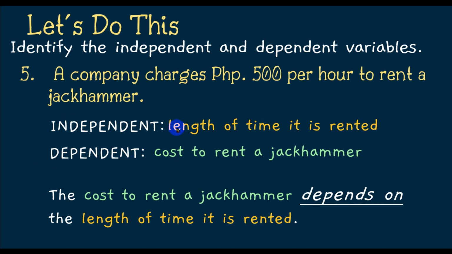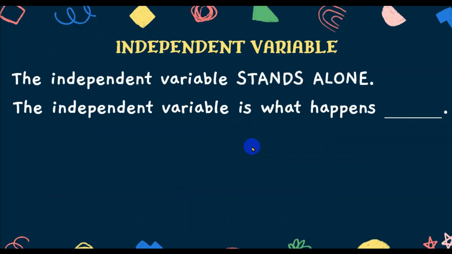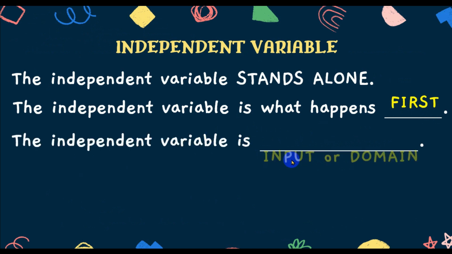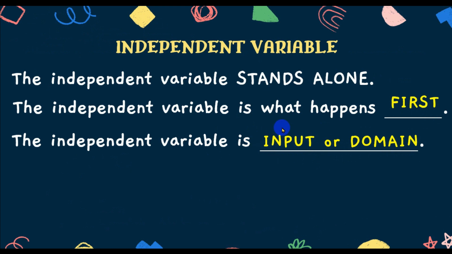So now, let's have the definition of the independent and dependent variables when it comes to mathematics. The independent variable is the variable that stands alone and it is the variable that happens first. So ito nga po yung cause, kaya siya yung una dapat nating makikita or siya yung unang nangyayari. Then, the independent variable is also the input or the domain. Syempre, kung ano yung ilalagay natin, kung ano yung input natin, makakaapekto siya dun sa ating dependent variable.